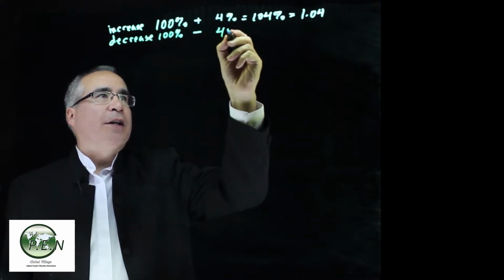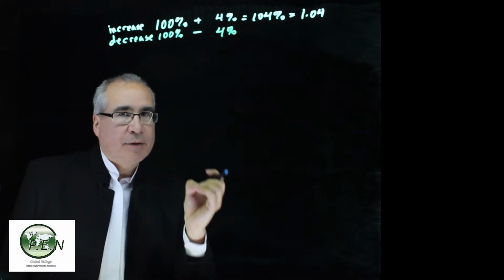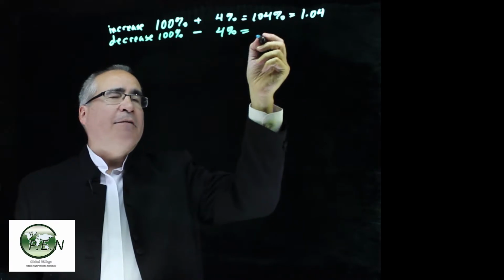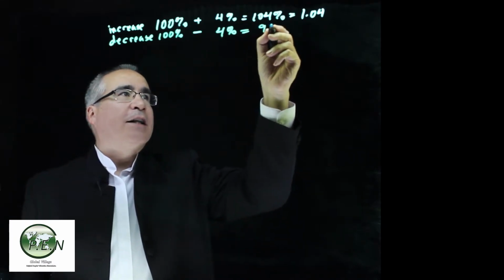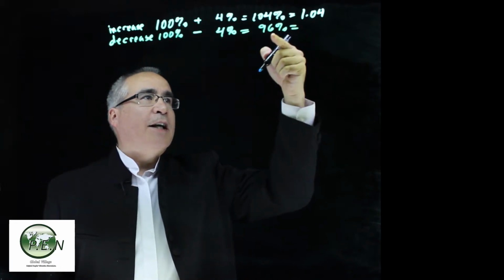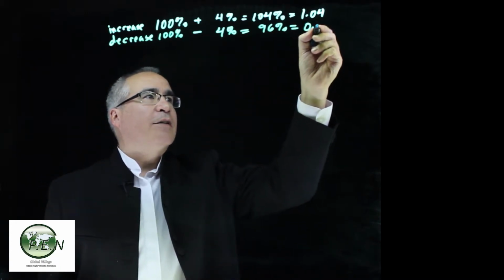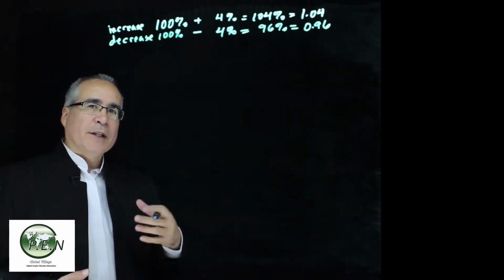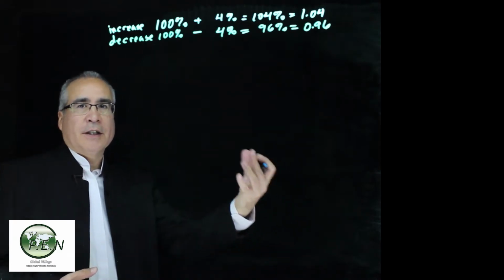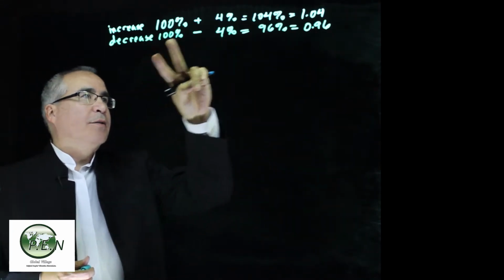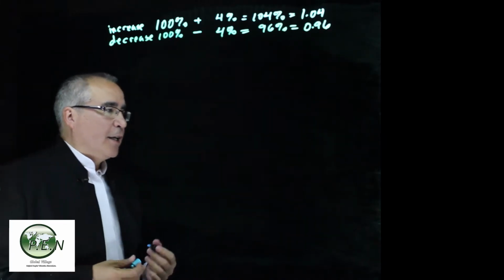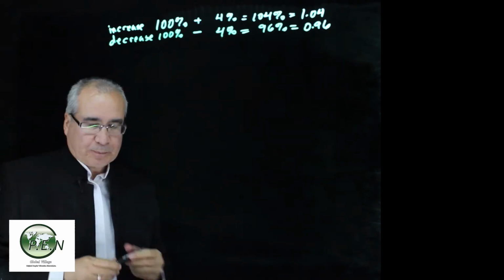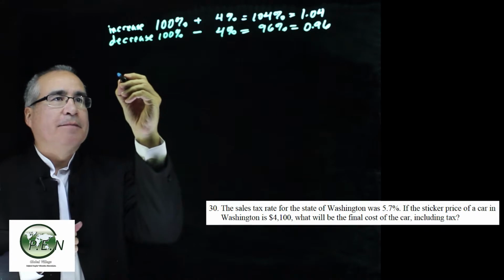If we lose 4%, so there'll be a few problems like that, we're decreasing by 4%. We take our 100% minus the 4%, and what do we have? We have less than 100%, 96% in this case, divided by 100, and we get 0.96. That's what we're going to use in our calculations. So in all of these problems, we're either increasing over the 100% or decreasing below the 100%, and we'll multiply by this factor that we come up with.